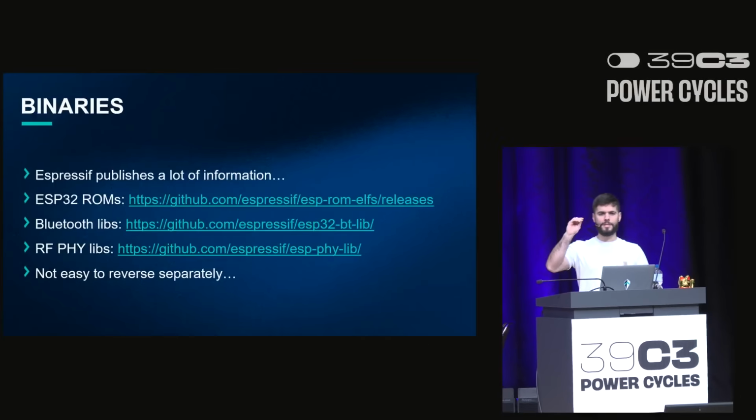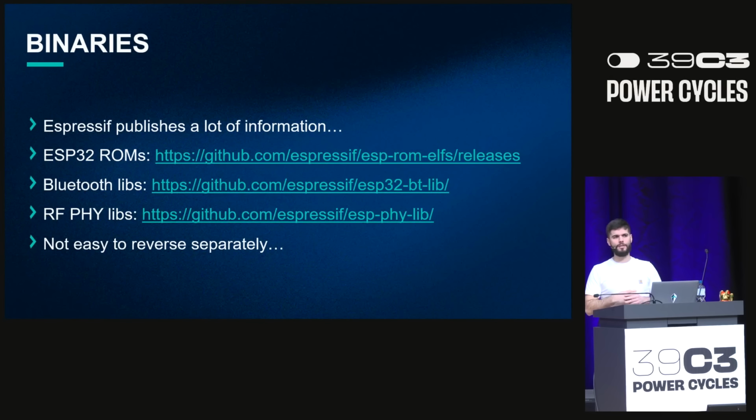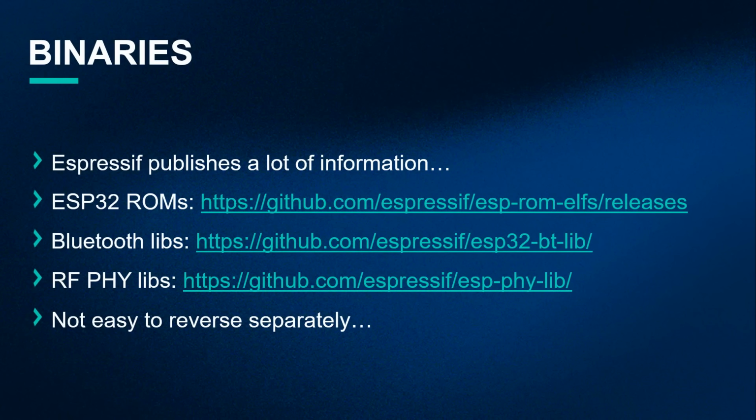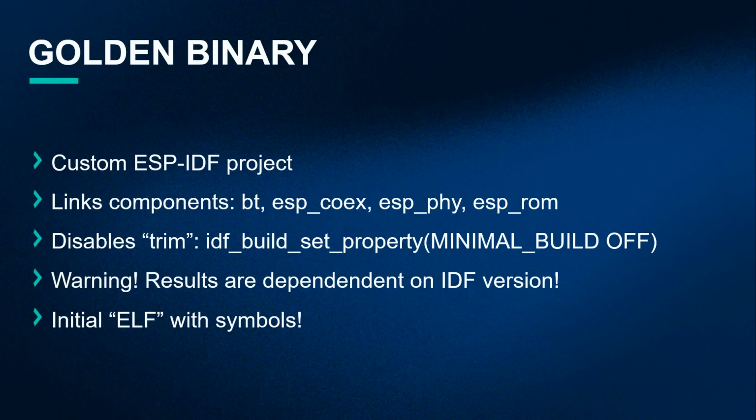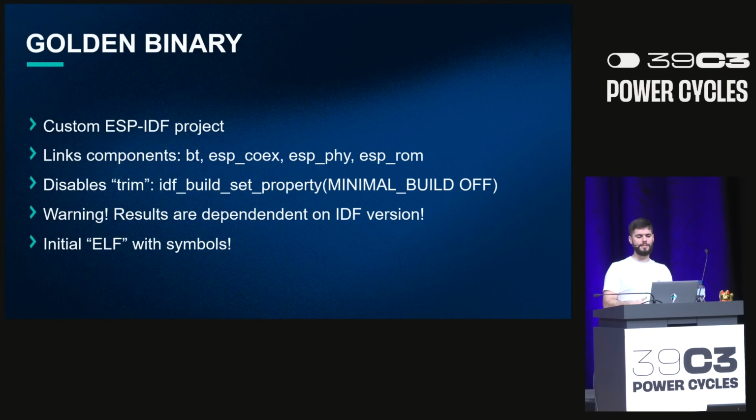That's really nice from Espressif, but because I will be doing the reverse engineering with Ghidra, reversing those libraries separately is kind of tedious. You can look into one, but it references the other one, so you have to go back and forth to understand what's happening. But we can join them into a golden binary. This has been done previously. We have done this using the linker tooling that's in the SDK.